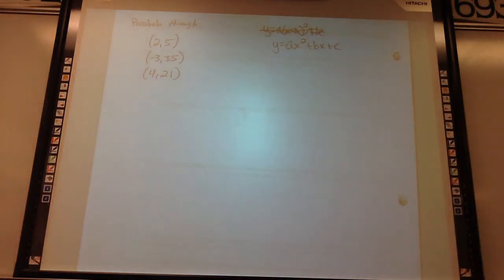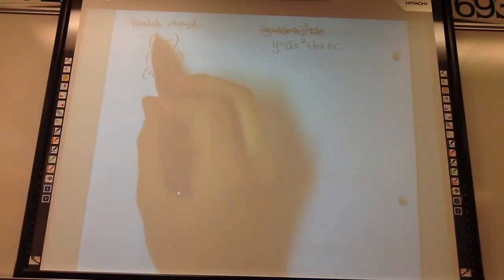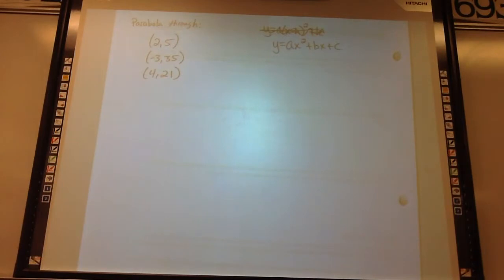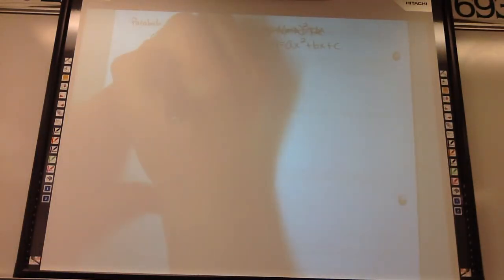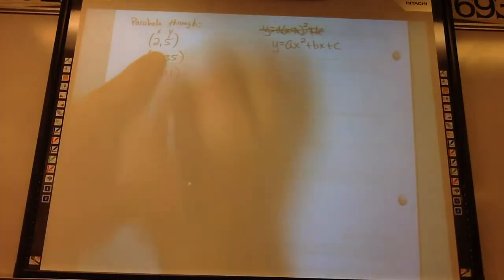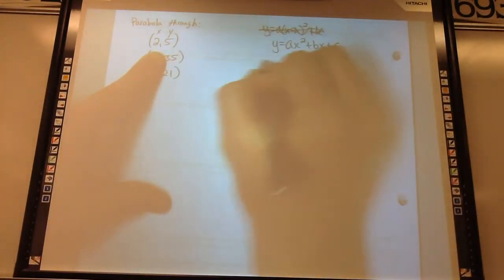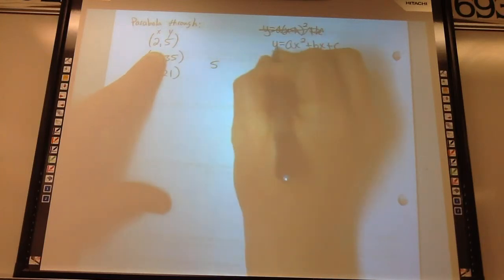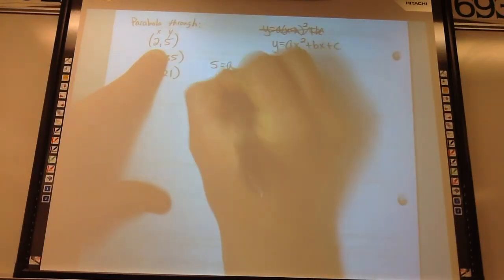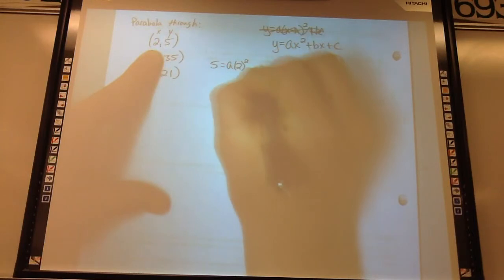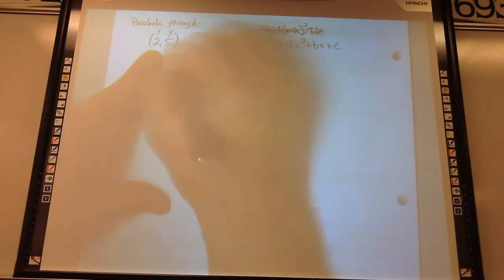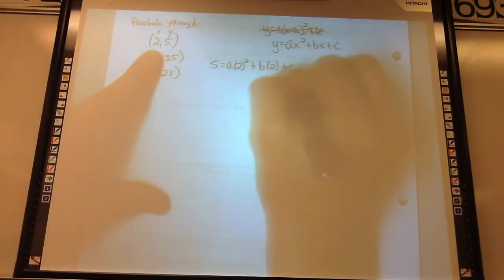And all we've got to do is plug these points, these coordinates, in for x and y. And what that'll do is create a system of 3 equations with 3 variables. Watch. X and y, right? So if I plug this first one in, I would have 5, right, y equals a times x squared plus b times x plus c.